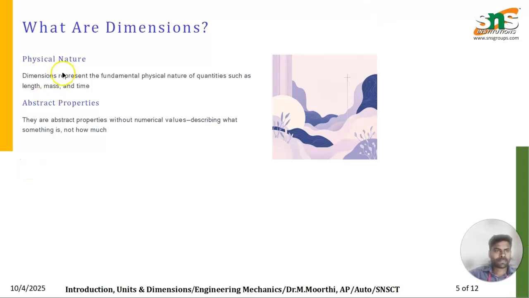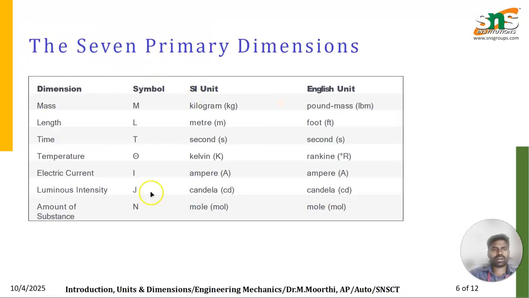And what are dimensions? It's a physical nature. Dimensions represent the fundamental physical nature of quantities such as length, mass and time. They are abstract properties without numerical value, describing what something is. Here we have some primary dimensions: the unit of mass is kilogram, length is measured in meter, time in second, temperature in Kelvin, electric current in ampere, luminous intensity in candela, and amount of substance in mole. So these are some basics.